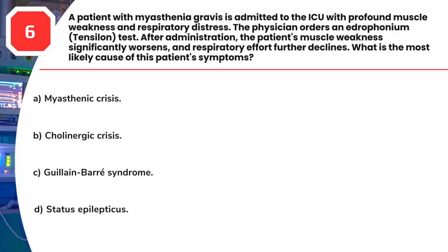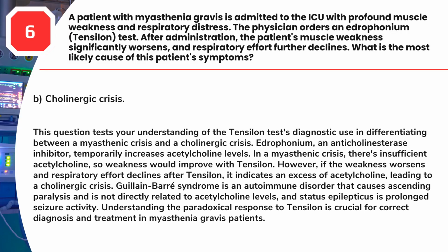Answer, B. Cholinergic crisis. This question tests your understanding of the Tensilon test's diagnostic use in differentiating between a myasthenic crisis and a cholinergic crisis. Edrophonium, an anticholinesterase inhibitor, temporarily increases acetylcholine levels. In a myasthenic crisis, there's insufficient acetylcholine, so weakness would improve with Tensilon. However, if the weakness worsens and respiratory effort declines after Tensilon, it indicates an excess of acetylcholine, leading to a cholinergic crisis.